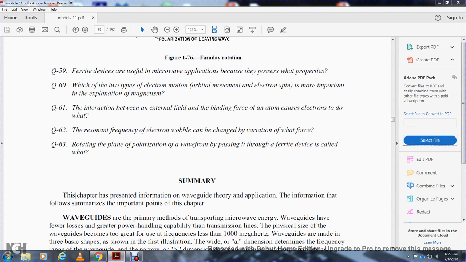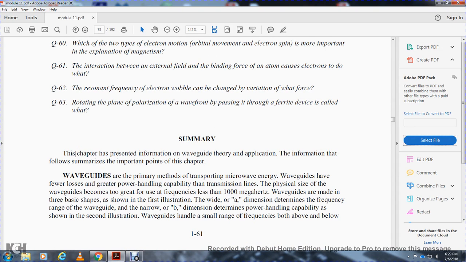Alright, Chapter 1 Summary. This chapter has presented information on waveguide theory with the application of the information that follows to summarize important points of this chapter. Waveguide is a primary method of transporting microwave energy, and waveguides allow for greater power handling capability.